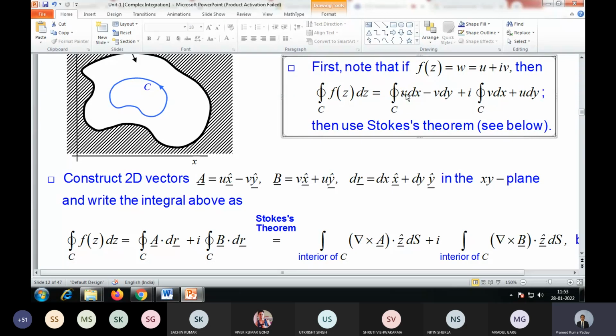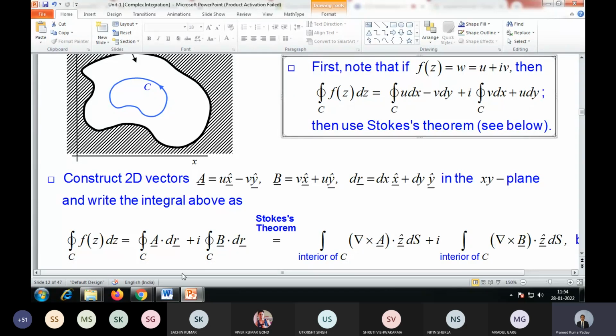Why is it like this? Because u dx minus v dy dotted with dz, that means dx x cap plus iota dy y cap. So we are going to assume A and B. Then dr will be dx x cap plus dy y cap. So in this case, A dot dr will be u dx minus v dy, and B dot dr will be v dx plus u dy.